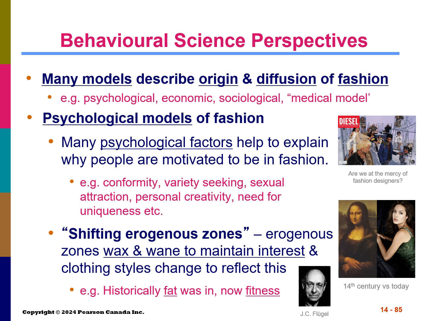There's a number of behavioral science models used to describe the origin and diffusion of fashion. There's psychological, economic, sociological, and even a medical model. In psychological models, various psychological factors help to explain why people are motivated to be in fashion. For example, the pressure to conform, variety seeking, the desire to be sexually attractive, or to demonstrate personal creativity, or perhaps a need for uniqueness. One of the earliest psychological theories was proposed by J.C. Flugel, a disciple of Freud.